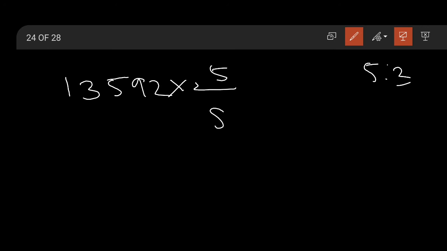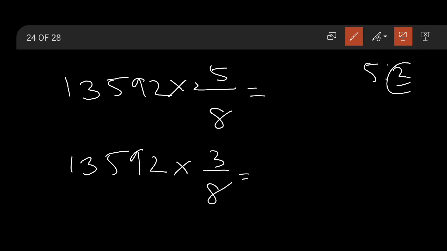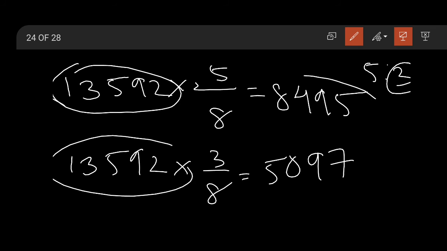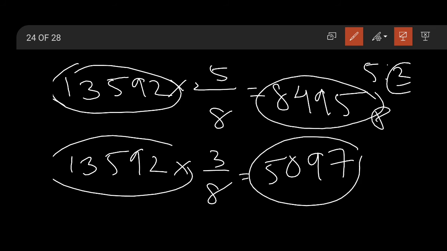So 13,592 into our ratio, which was 5:3. So first partner 5/8 and 13,592 into second partner 3/8. After calculation you will get 8,495 for Reena and for Aarti you will get 5,097. This was for Reena, and this was for Aarti. So their net profit distribution is this and this, Reena and Aarti.